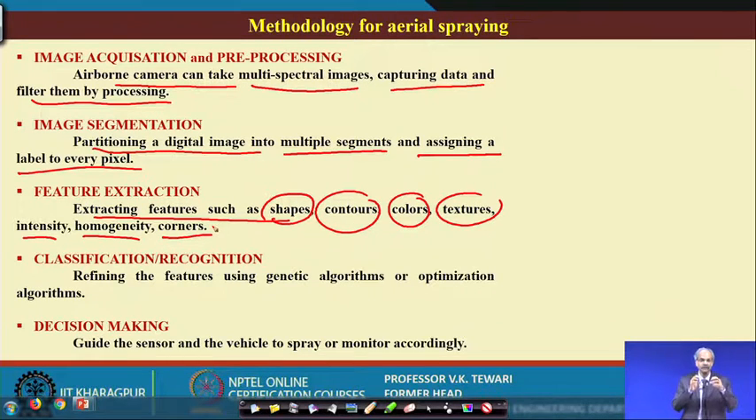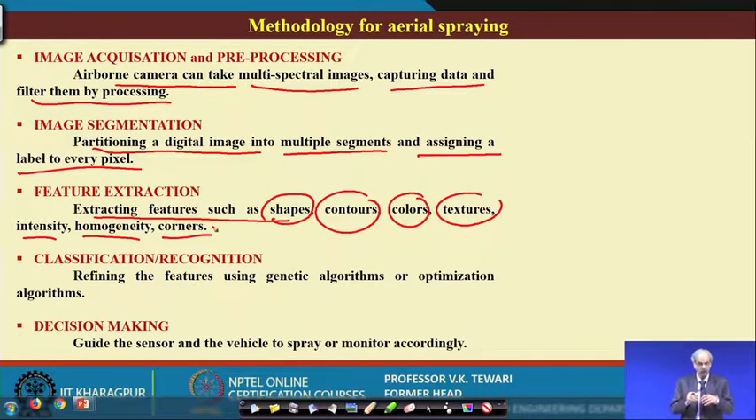How will you extract? That means you need to process information in such a way that you are in a position to identify, once the images are in front of you as a designer, as an engineer, what is the shape, what is the contour, what is the color and what is the texture, what is the intensity, maybe if it is infected, how much it is, whether it is homogeneous or not, whether it is erratic or only in patches. All those details you can get. You can identify where the corners are.